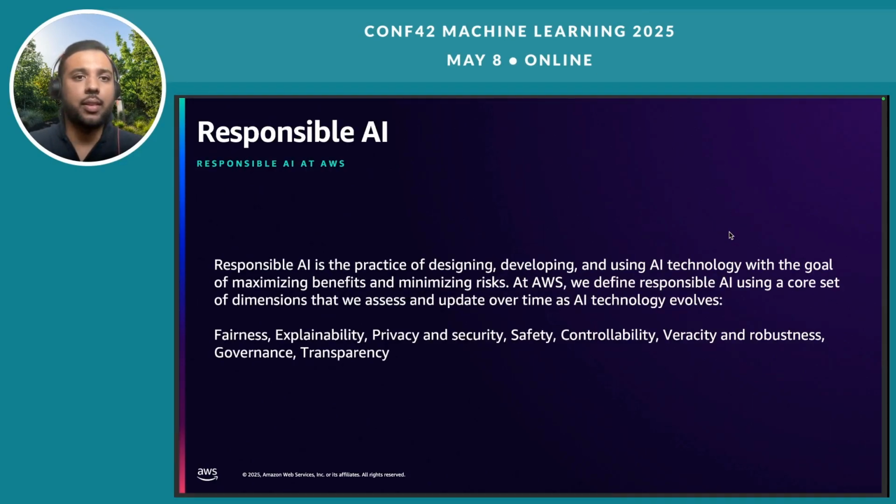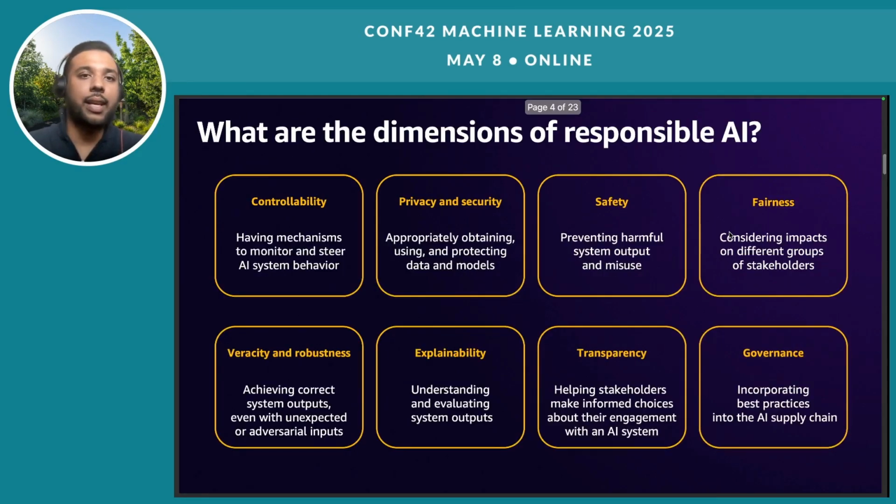So, what is responsible AI? It is the practice of designing, developing, and using AI technology with the goal of maximizing benefits and minimizing risks. At AWS, we have defined responsible AI using a core set of dimensions that I'm going to talk about in the next slide. Those are fairness, explainability, privacy and security, safety, controllability, veracity and robustness, and governance and transparency. So let's take a look at the different dimensions.